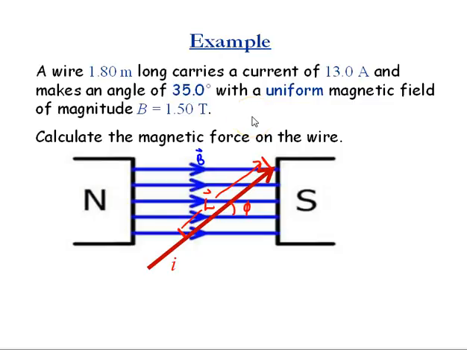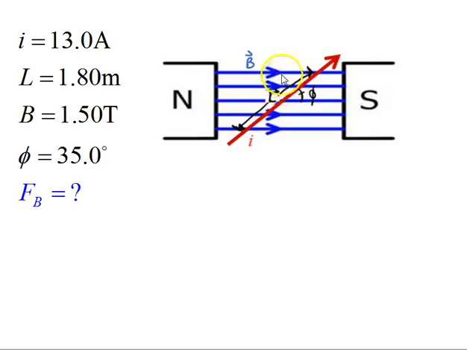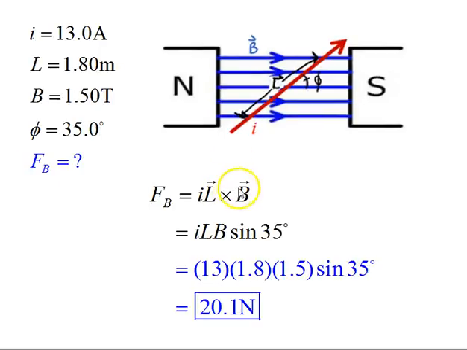So if we want to do this calculation, then we've labeled our diagram. We have our length vector, we have our current variable, we have phi, we have magnetic field, we have all those given specified to 3 significant digits. We want to know what's the magnitude of the magnetic force. So our theory then, we can use I L cross B. That's what our vector is. So the magnitude of our vector F_B is I L B sine phi, 35 degrees.